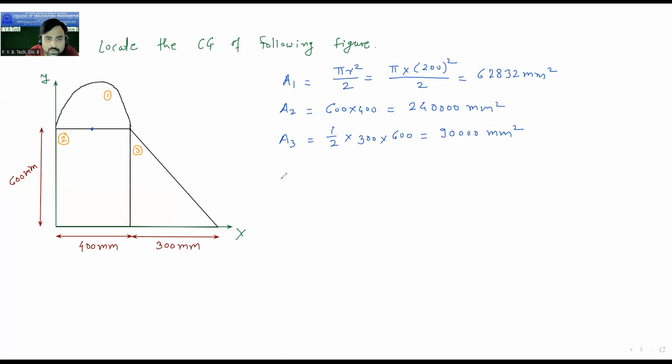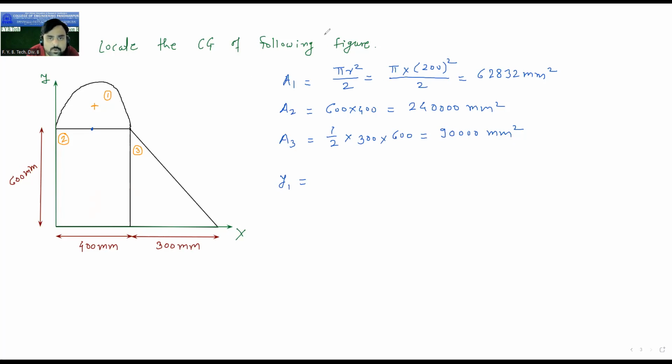Now we will calculate y1, y2, y3. y1 is equal to, now y1 means what? Y1 means you should go to the first figure. First figure is your semicircle. The centroid of this semicircle, which is situated somewhere here, and the distance of this centroid from this x-axis is nothing but your y1.